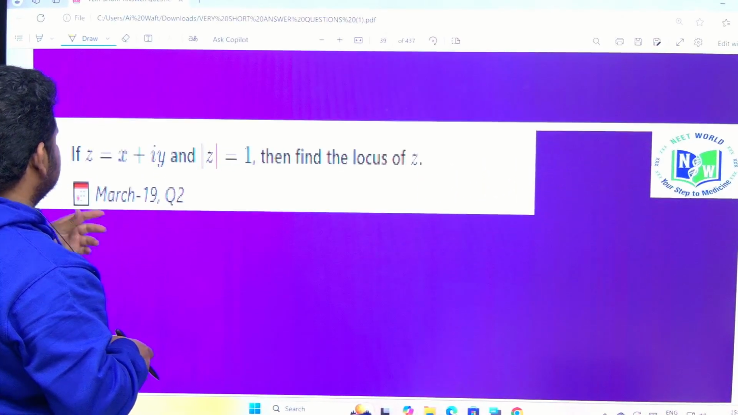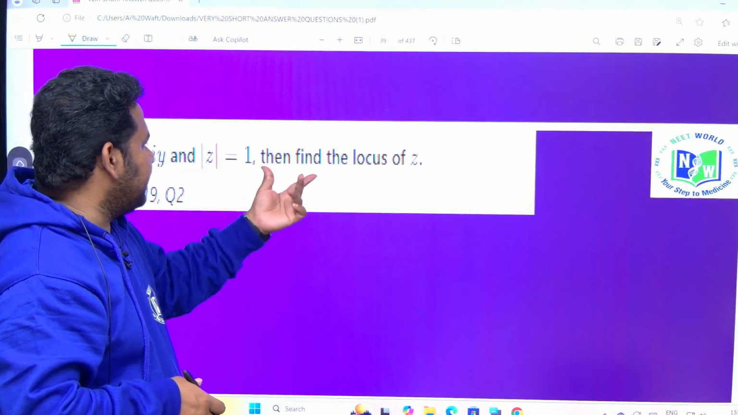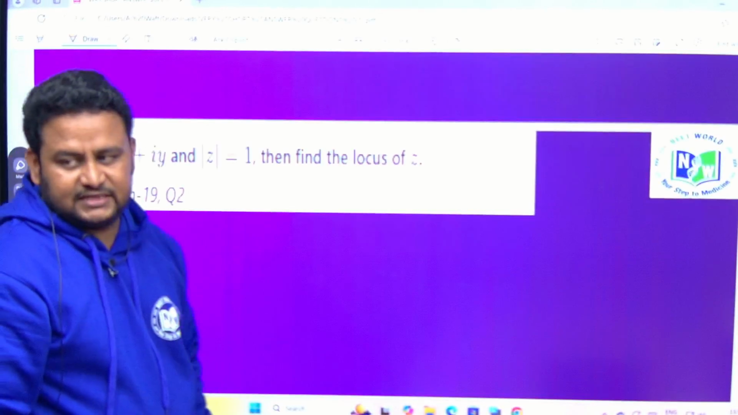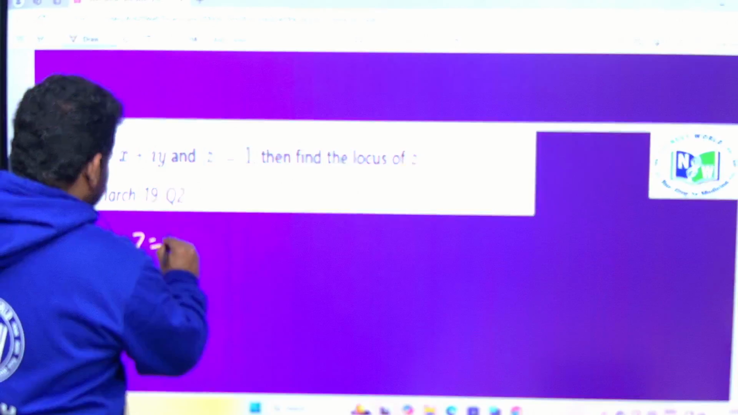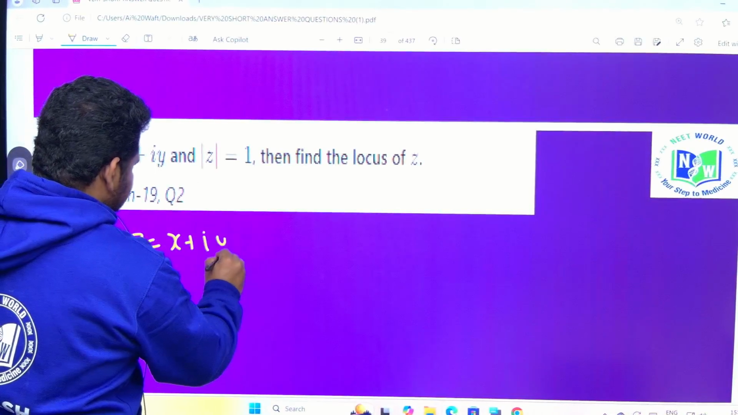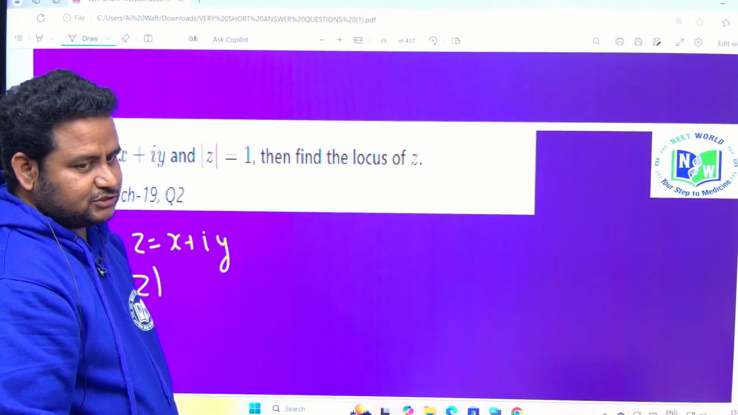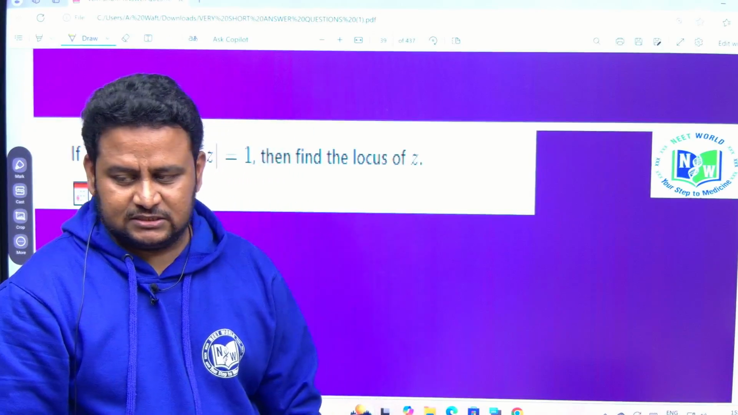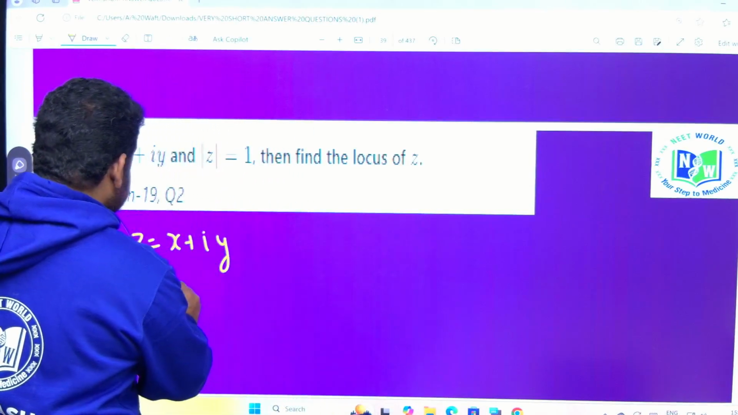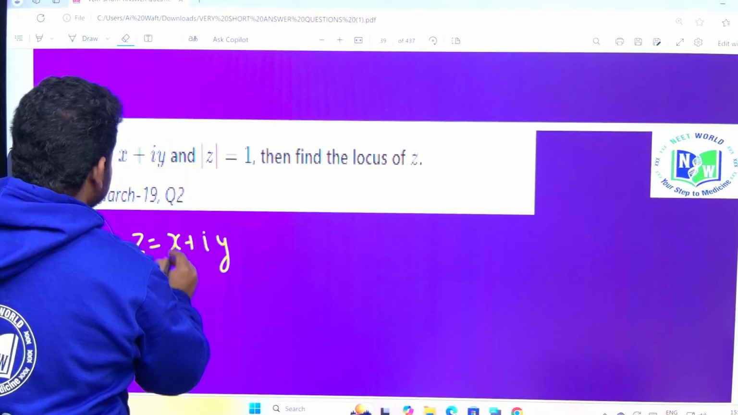Look at this, they have given z is equal to x plus iy and modulus of z is 1, find the locus of z they are asking. So, z is equal to x plus iy and modulus of z, I told you, is square root of a square plus b square if z is equal to a plus ib. If z is equal to x plus iy it is square root of x square plus y square. So, they are telling modulus of z is 1.